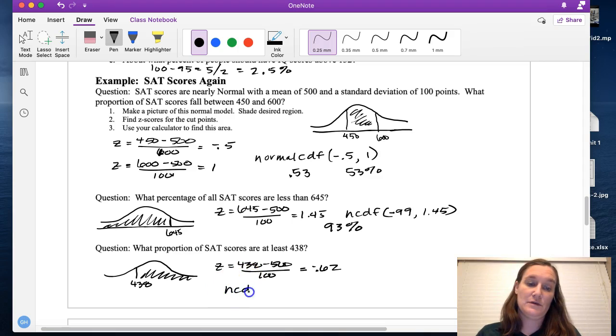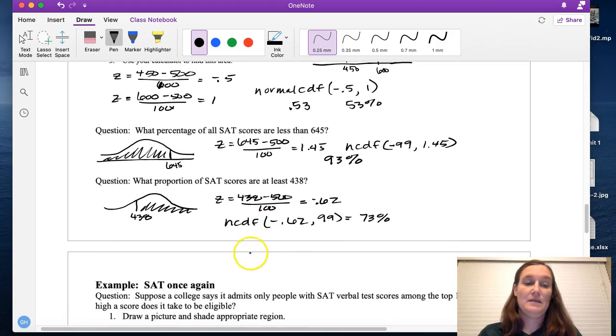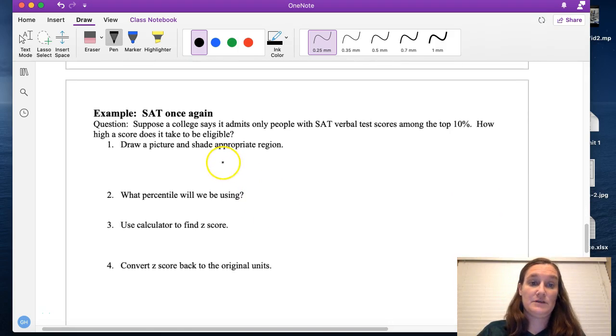And then on this one, our lower boundary is negative 0.62, but our upper boundary for our area goes on forever. So we're going to say positive infinity or 99. And if we type that into our calculator, we should get about 73%. Okay? The last part is going backwards.